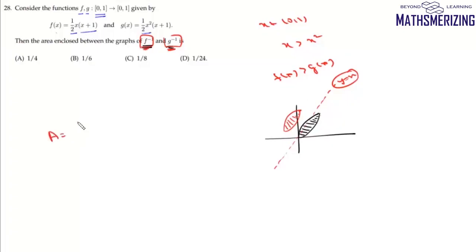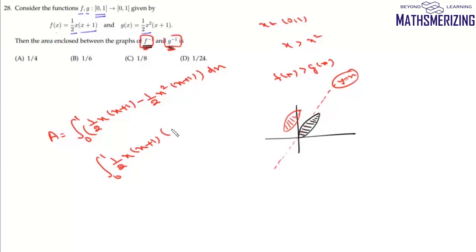So the area between these two functions will be the integral from 0 to 1 of y of f minus y of g. So it will be 1/2 x(x+1) minus 1/2 x^2(x+1) dx. Now here we'll take 1/2 x(x+1) common. Then we'll get (1 minus x) dx. So it'll be the integral from 0 to 1 of 1/2 x times (1 minus x^2) dx.